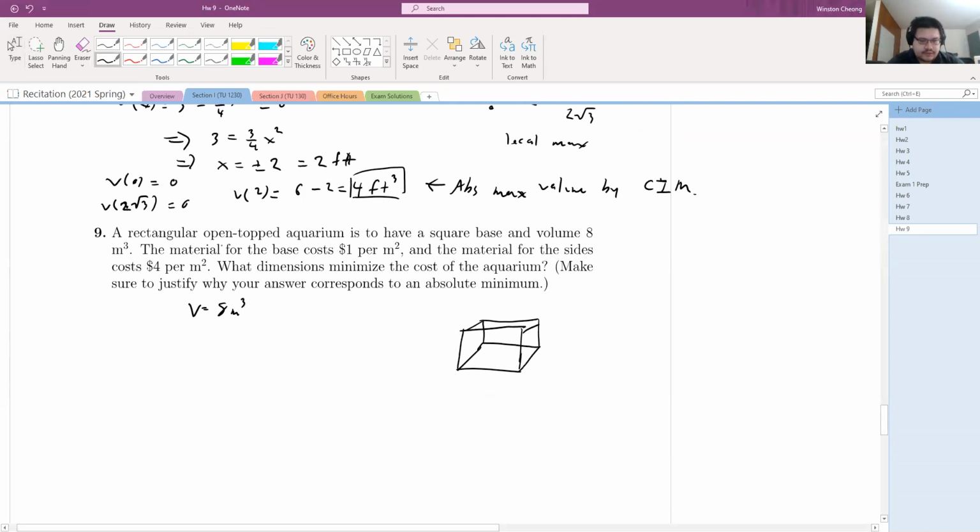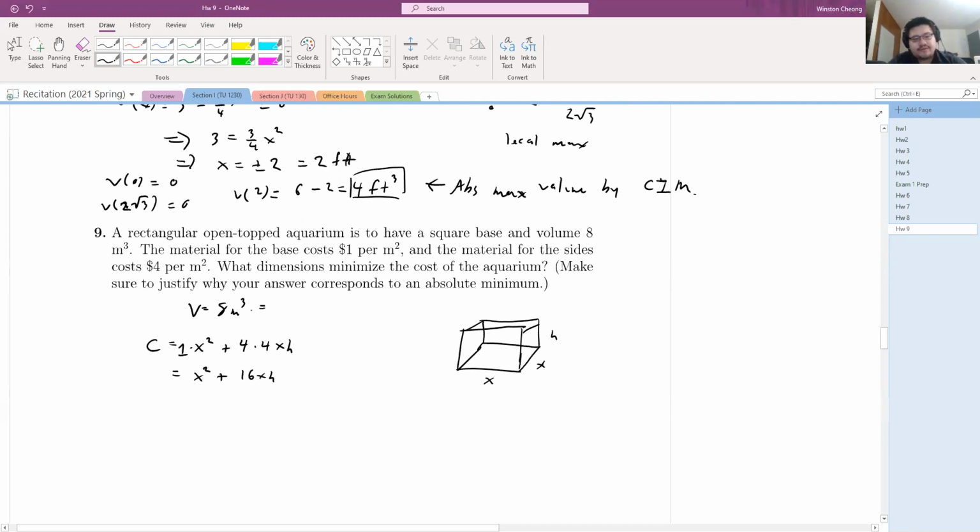Okay. So the material for the base costs, so let's use a function for cost. We're just going to call it C right now. I'm going to use the same variables, x's and h's. The base is going to cost $1 per meter squared, so the base is going to contribute x squared times 1 for the cost. And then plus $4 per meter squared times the fact that we have 4 sides of the same size, x times h. Okay, so we're trying to optimize this x squared plus 16xh.